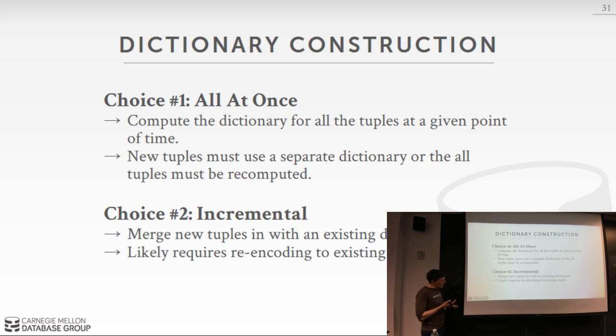A better approach is to do this incrementally, and this will fit with the different granularity of compression scope when we talk about the next slide. The idea here is that we try to be intelligent about how we merge new tuples into the existing dictionary. Meaning we'll maybe leave some extra space in order to absorb new values without having to re-encode everything. And at some point, if we run out of space and can't accommodate new values, then we have to do the entire recoding again. So these two both have advantages and disadvantages, but the incremental one is what everyone tries to do.